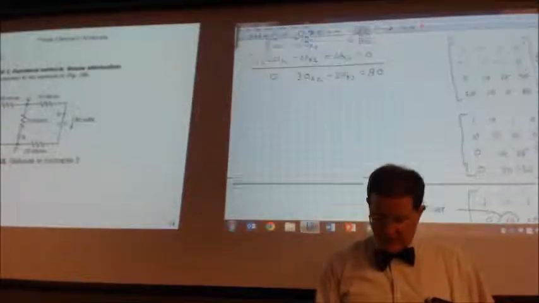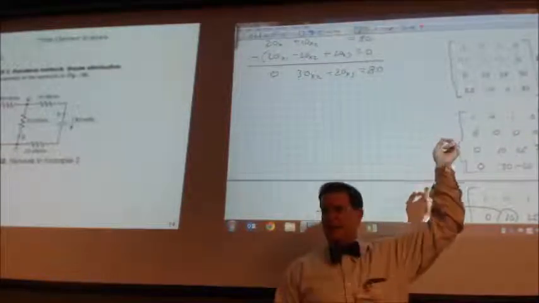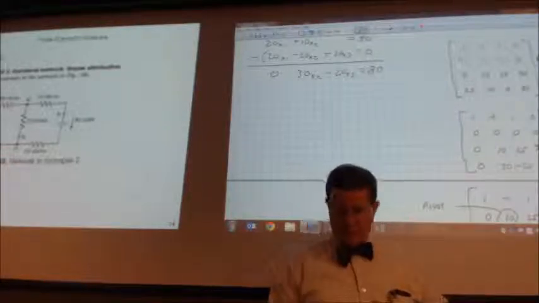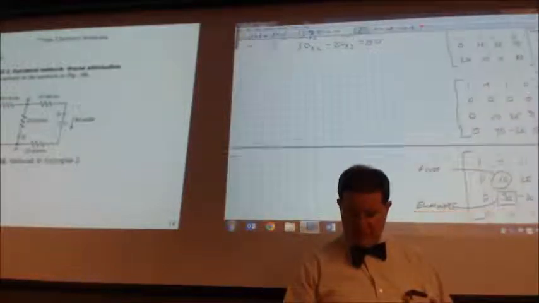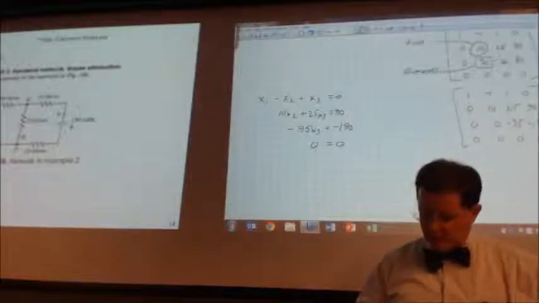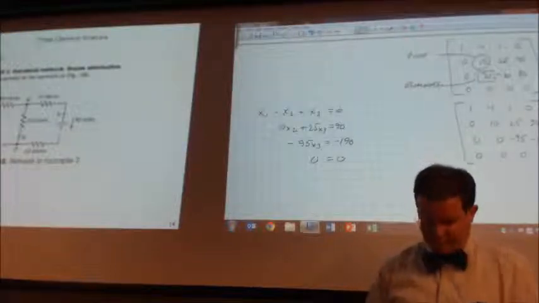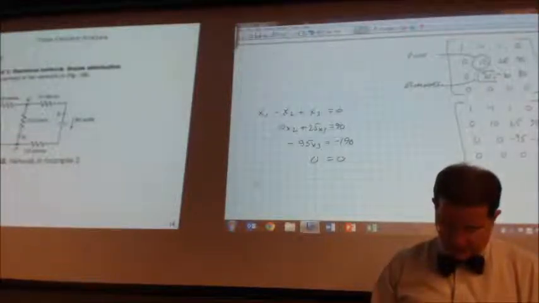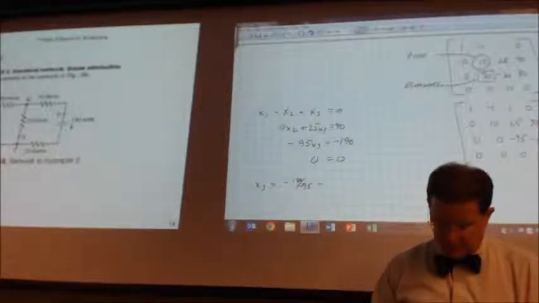So we did the same thing on that first time that we were going through, right? We're doing row 2 minus row 1, row 4 minus 20 times row 1. Okay. So now we've got x3 equals minus 190 over minus 95, which equals 2, right?